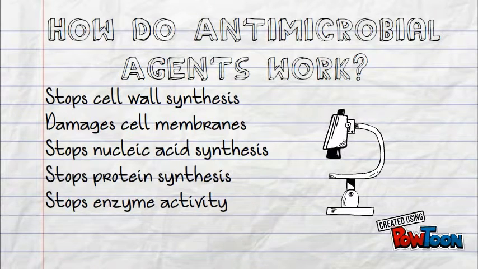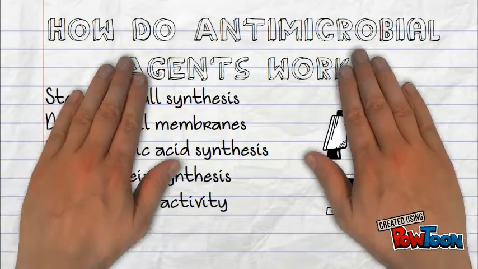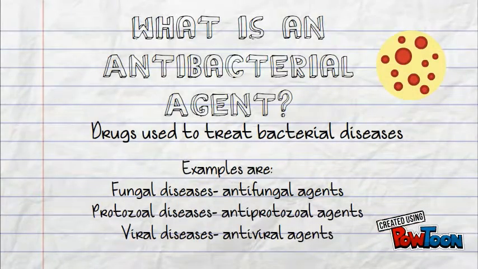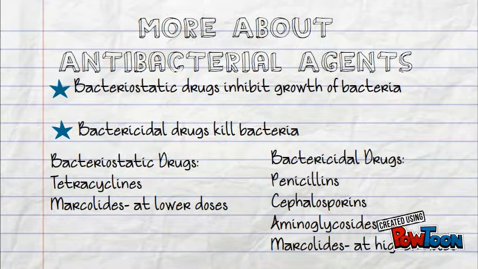They stop cell wall synthesis, damage cell membranes, stop nucleic acid synthesis, stop protein synthesis, and stop enzyme activity. What is an antibacterial agent? Drugs used to treat bacterial diseases. For example, fungal diseases use antifungal agents, protozoal diseases use antiprotozoal agents, and viral diseases use antiviral agents.